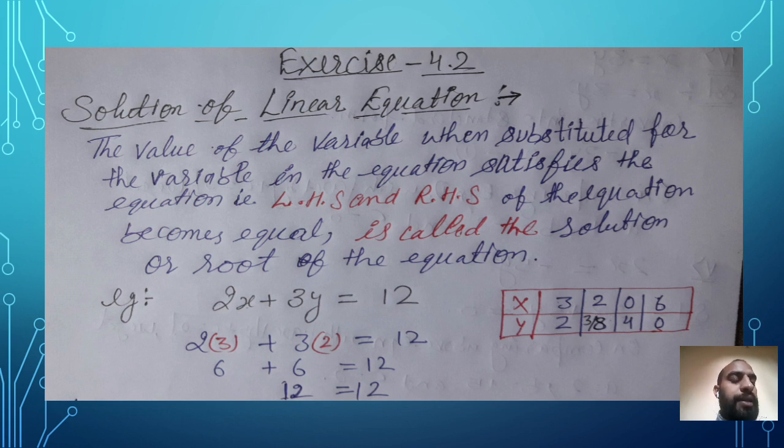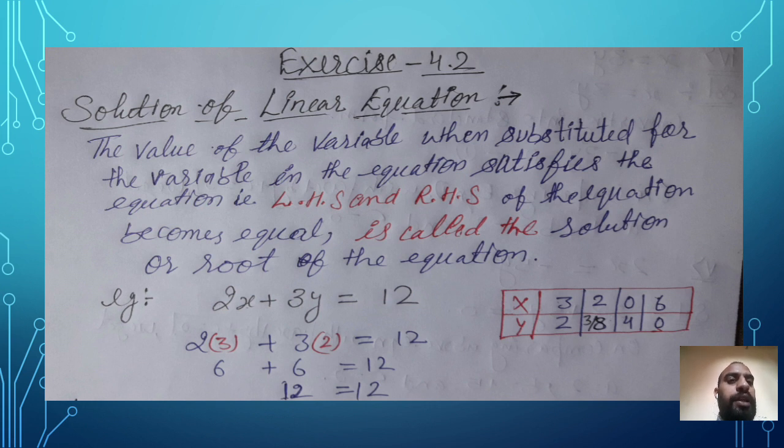Earlier in previous classes you have studied about linear equation in one variable. There you are directly transposing the one term to another side and you are able to find out the answer. But in this case it is little different than the previous classes work. So let's see first what is the requirement here.